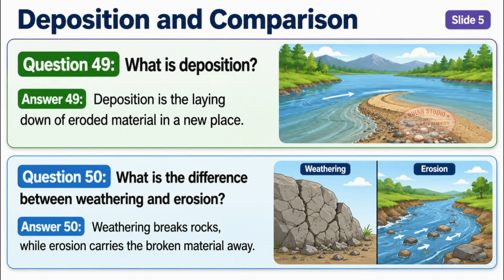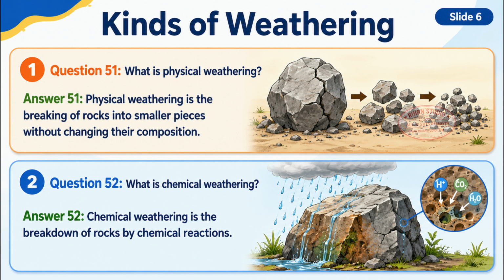Question 50. What is the difference between weathering and erosion? Answer 50. Weathering breaks rocks, while erosion carries the broken material away. Question 51. What is physical weathering? Answer 51. Physical weathering is the breaking of rocks without changing their chemical composition.